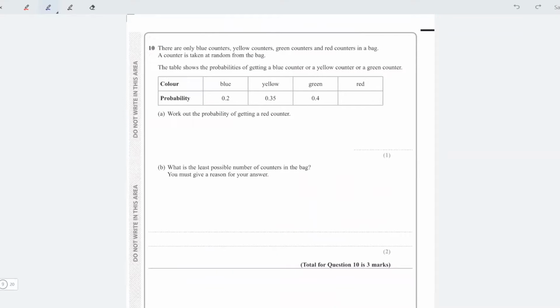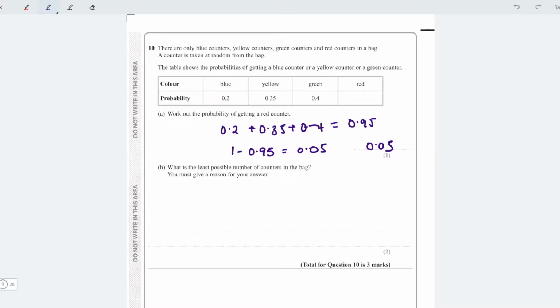Question 10. So we've got probability here. We've got some counters in a bag, and you've got a random counter. We have to work out what getting green is. So obviously we have to add these up. See what we get. Get 0.95. Obviously a probability always adds up to 1. So I've got to do 1 take away 0.95, and that gives me 0.05. That's my answer.